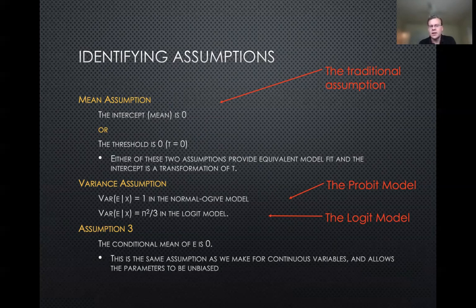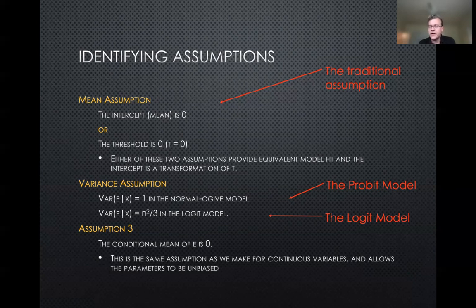The mean assumption is basically that we can either fix the intercept or the mean to zero, or we can fix one of the thresholds to zero. All that does is put it on a standard normal or an augmented normal distribution. Either of these two assumptions provides equivalent model fit, and the intercept is simply a transformation of the threshold. For example, if you fix the mean to zero and your threshold is -1, that would be equivalent to fixing the threshold to zero and estimating a mean of 1. You can transform back and forth without loss of any information whatsoever.